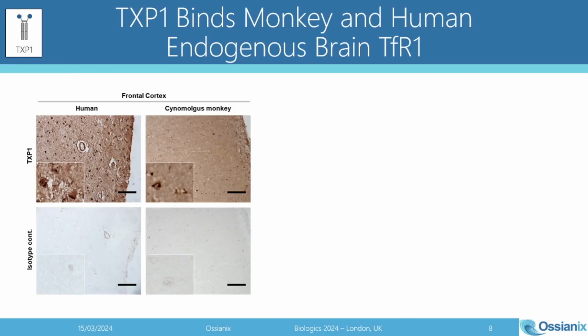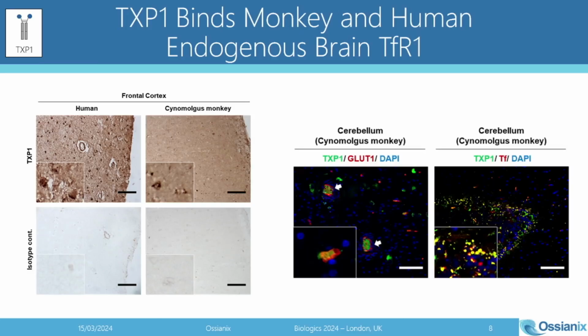And TXP1, you can see, binds really nicely to human and monkey sections from frontal cortex. And when you look a little bit closer by immunofluorescence, you can see that TXP1 binds to structures such as small and large capillaries on the left. On the right, you can see nice binding to TFR1-expressing neurons such as Purkinje cells in cerebellum.